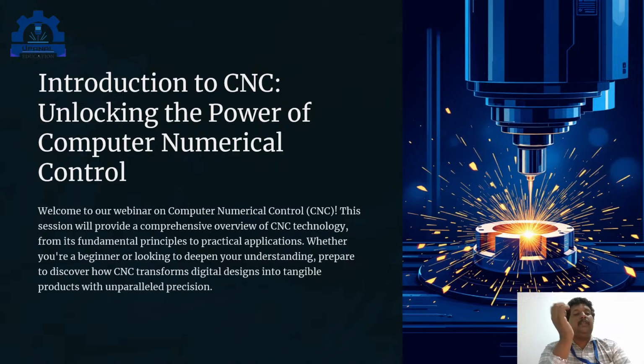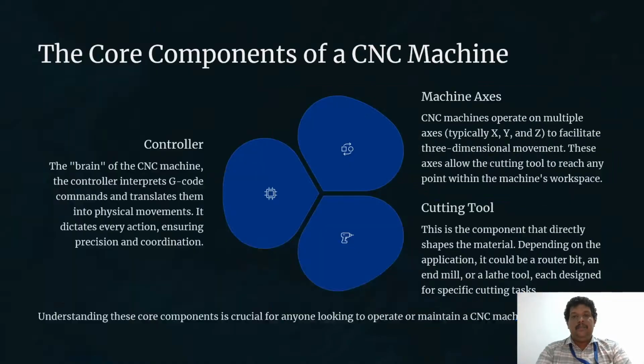The main components, as I told earlier, the core components are the controller, machine axis, and cutting tool. But the main components will be the machine structure, which includes bed, column, table. When I talk about column, in CNC milling, it can be a single column machine or a double column machine. Then we have the spindle and the motor, we have the axis drives, we have the control panel, we have the tool magazine, and the coolant system. Those are the main components of a CNC system.